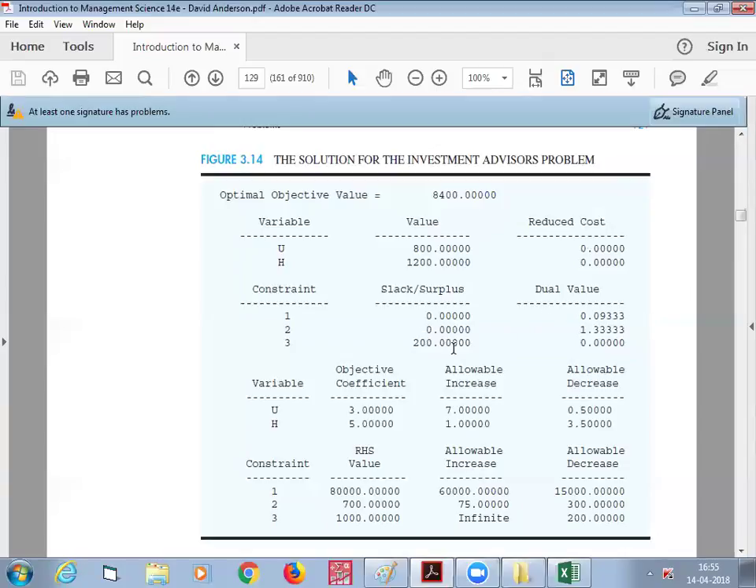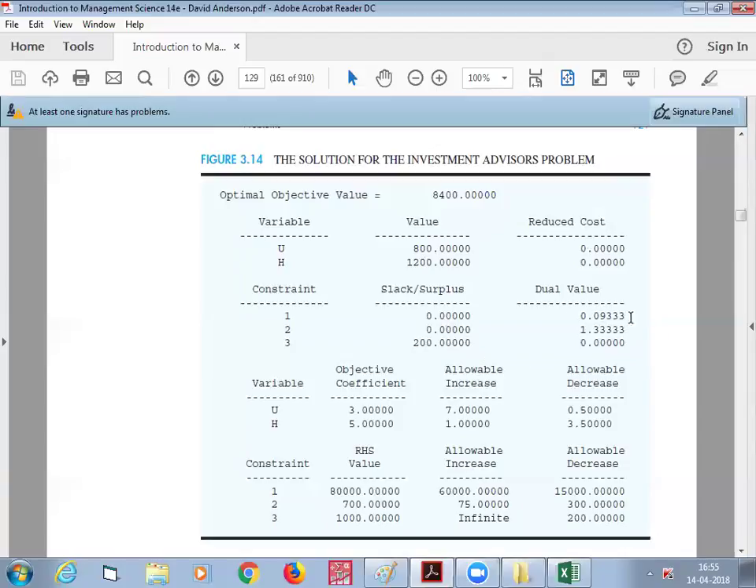Now, which of the constraints are binding? We look at the slack and surplus. For constraints 1 and 2, slack and surplus are both 0, so constraints 1 and 2 are binding. For the third constraint, the maximum of 1,000, the slack is 200. We're not investing the maximum; we're only investing 800. So this one is not binding.